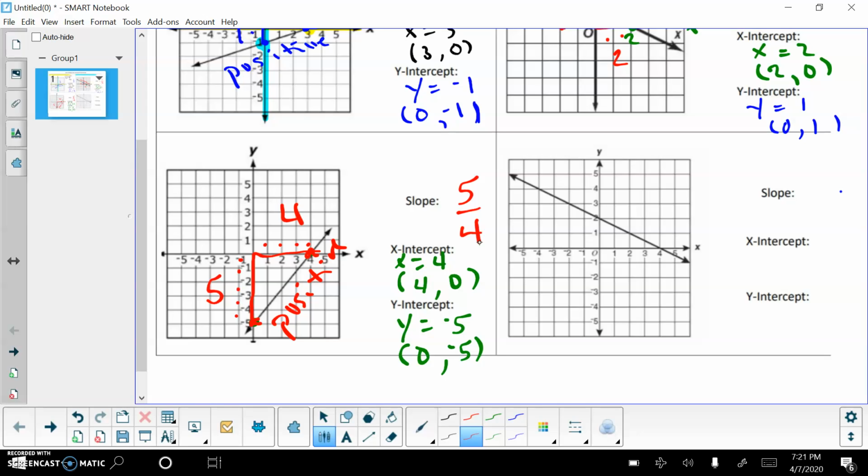And then in my last one, I'm looking at my x-intercept. It's also over here at the 4 again. So x equals 4, remember that's 4, 0 on coordinates. And my y-intercept is up here on the y-axis at the 2. So y equals 2. And then my coordinates are 0, 2.